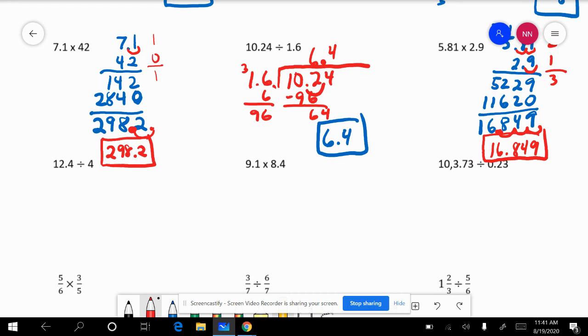Looking at the next one, what we're going to do is we're going to take the 4 and we're going to divide 12.4. 4 goes into 12 3 times, and then 4 goes into 4 1 time. So my final answer is 3.1.